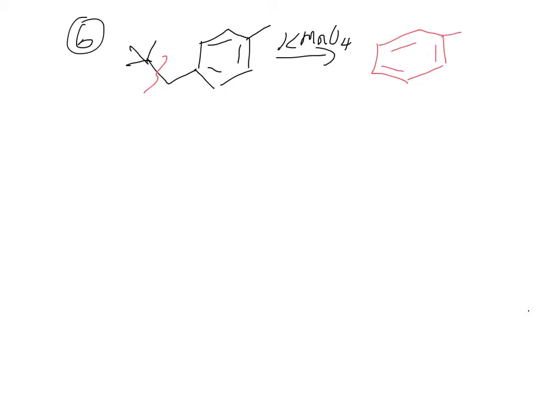This takes one. OH, OH. And if this is carbon 1, this is carbon 1. This is carbon 2, that's carbon 2. Everything else is just gone. Everything else, so it becomes a dicarboxylic acid in this case. If there's benzylic CHs, chop everything off, turn it into carboxylic acid. The benzylic oxidation.